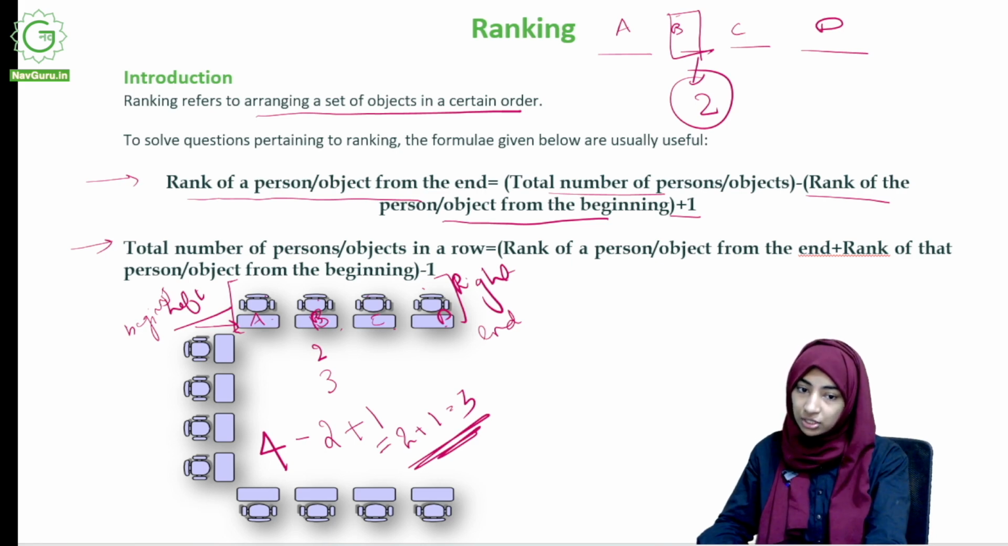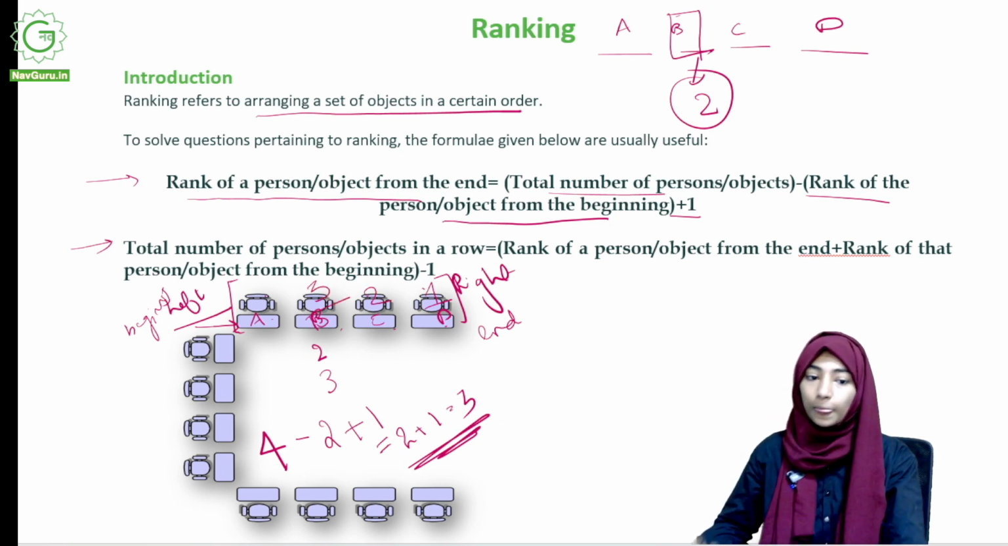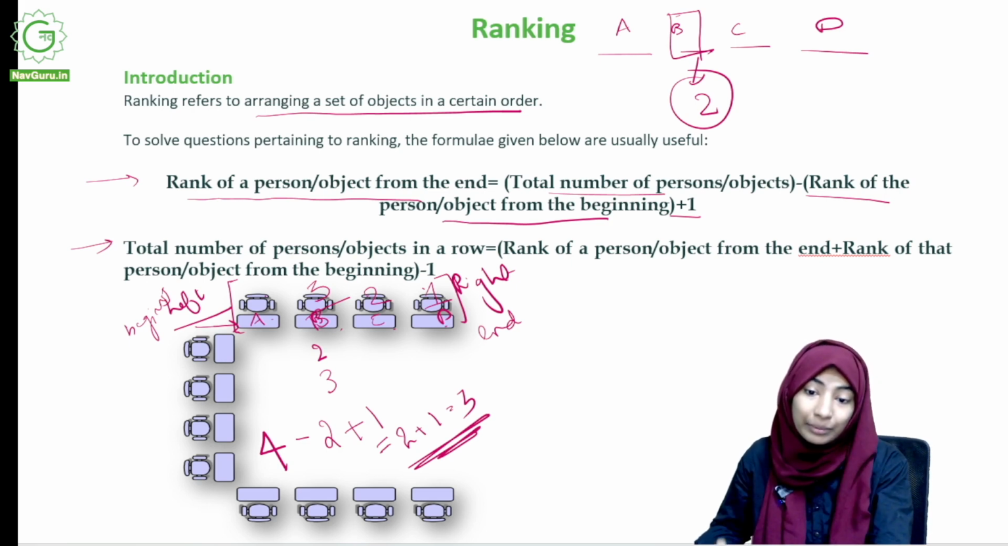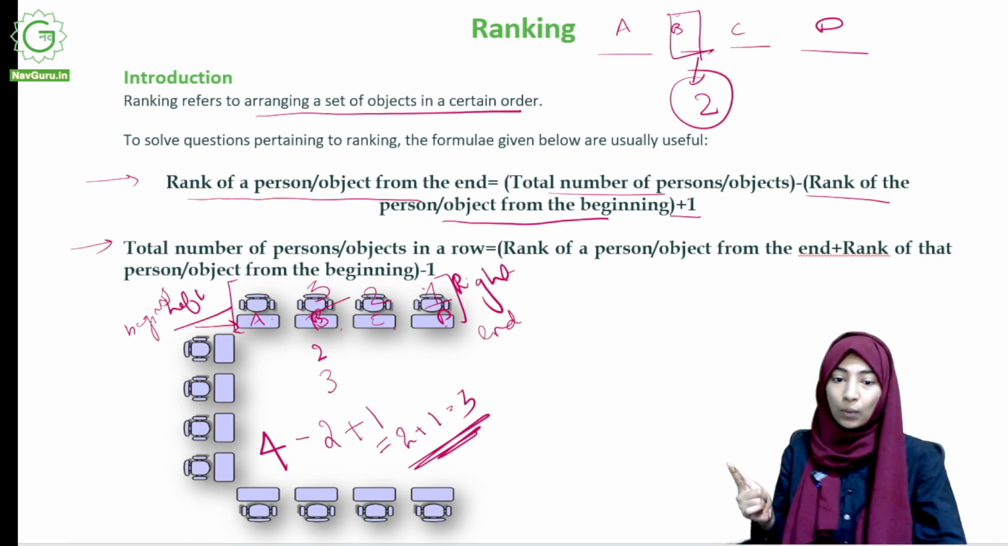And even if you were to just count from D onwards, you will still get 3: 1, 2, 3, right? We have still gotten 3. So that is how you get the rank. Now, there are usually two kinds of questions that are asked. One is this kind.